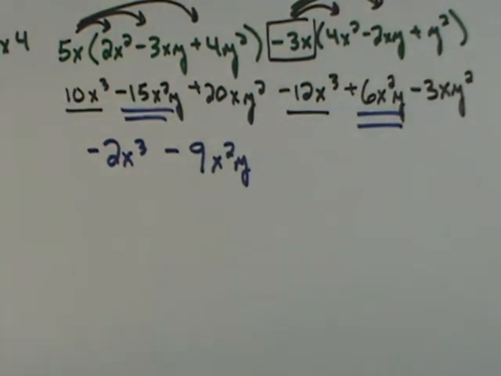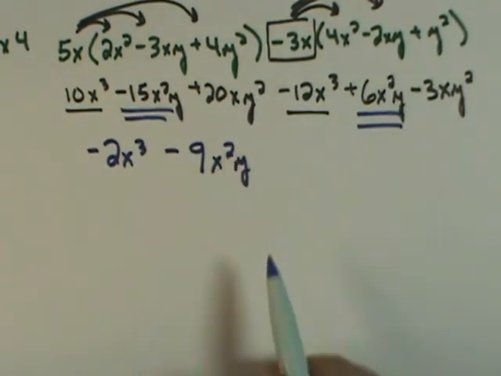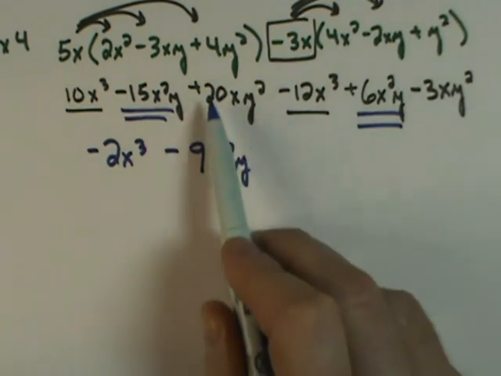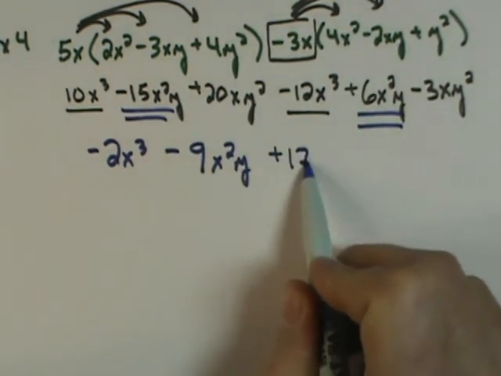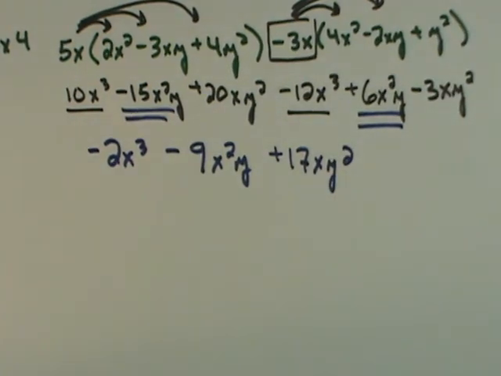And finally, we look at these terms that are not underlined. We have a 20xy squared and a minus 3xy squared. So 20, take away 3, would be plus 17xy squared. There we have 4 examples of how to multiply a monomial across a polynomial.